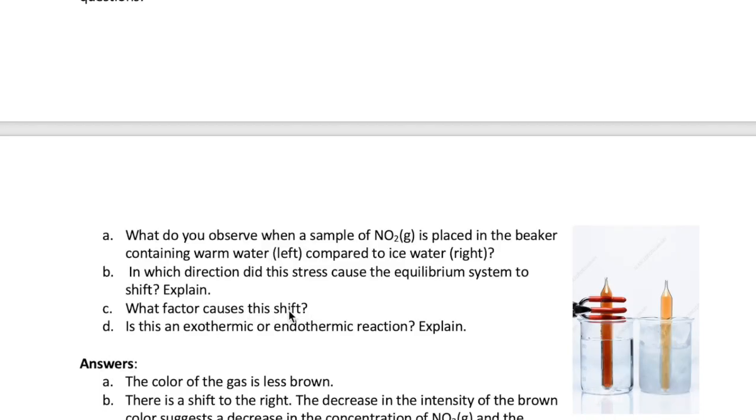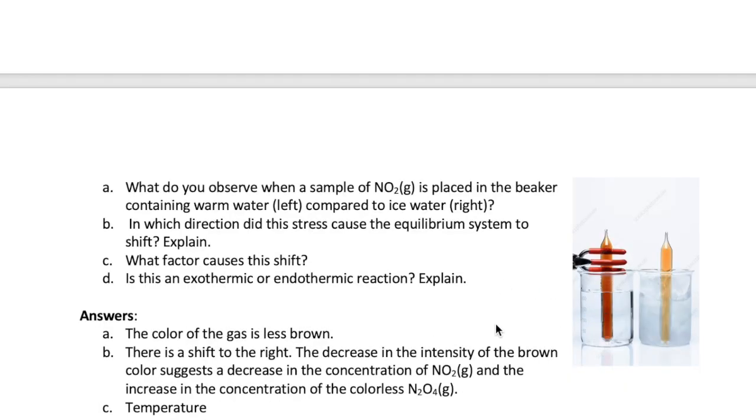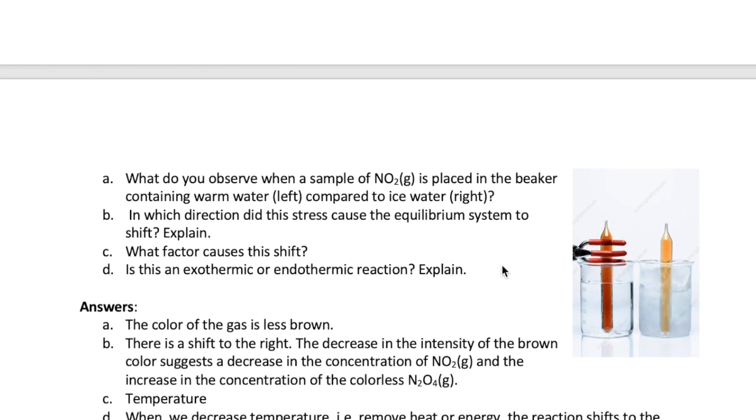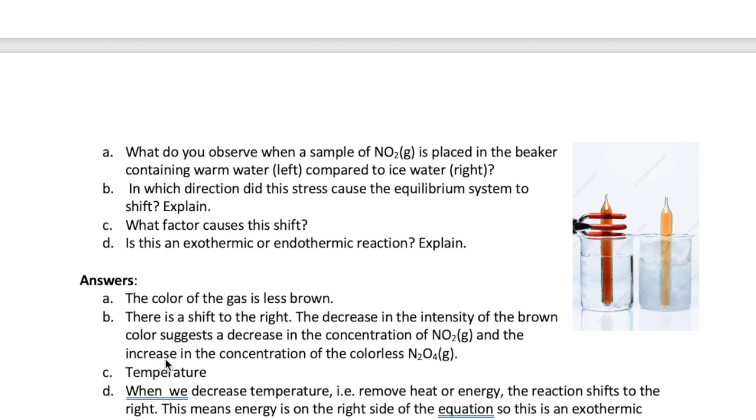What's causing the shift in this case? Because the color is associated with NO2. If you're becoming less brown, that means you have less NO2 in the container. Now, what factor causes the shift? Temperature, obviously, because it's the change in temperature. We didn't do anything else, right?